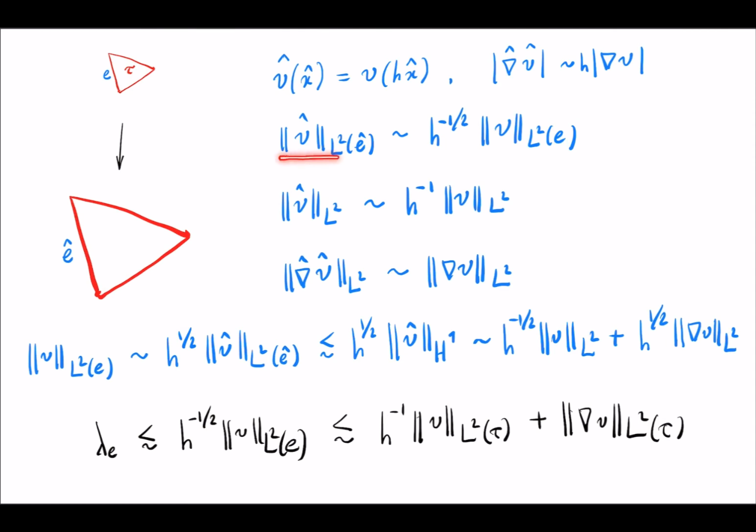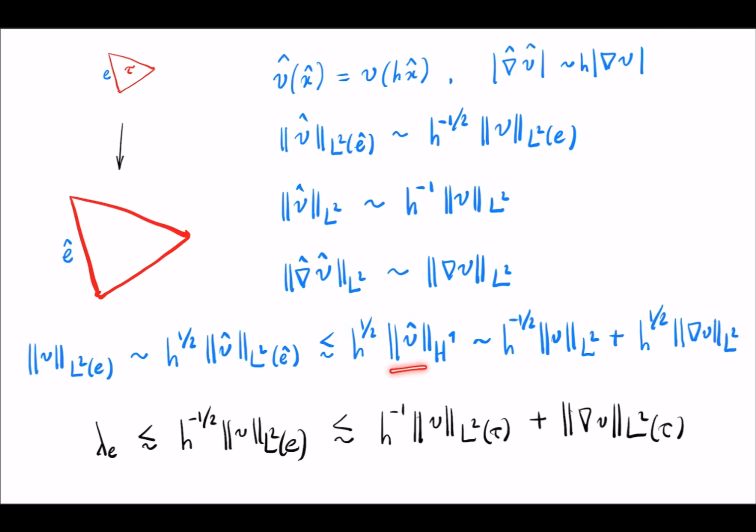Now the L2 norm on the edge E will behave like this, because it's a one-dimensional thing. The L2 norm over the triangle will behave like this, because it's two-dimensional. Then the L2 norm of the gradient, or the H1 semi-norm, will not change its size. Now by using these scaling properties, let's start with the L2 norm of v on the edge. That we can write as h to the power half times the L2 norm of the reference function on the reference element. At this point we use the trace inequality.